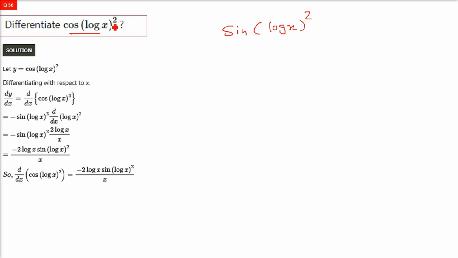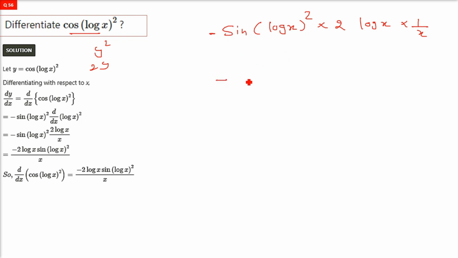Then we have to differentiate log x whole square. It will be twice of log x, because the derivative of y square is simply 2y. And then the derivative of log x is 1 by x. Please remember cos is minus sine, so I am just putting the minus sign.